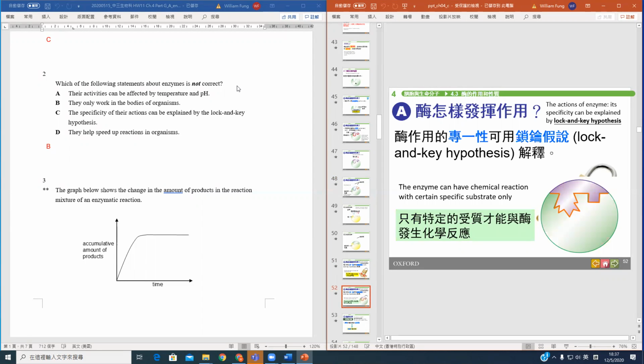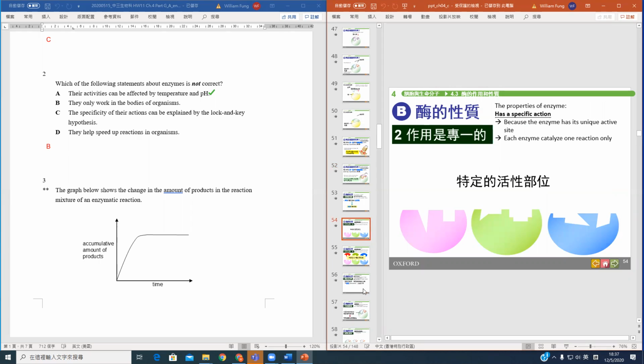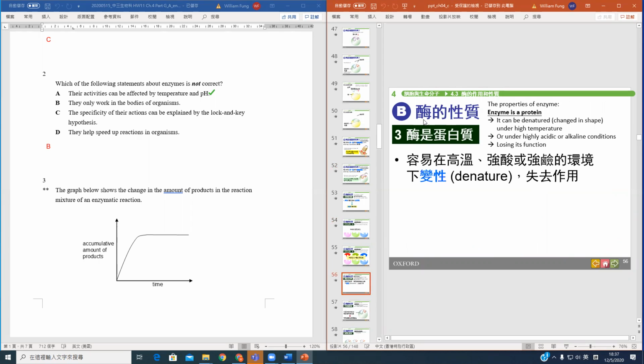So let's take a look at the questions. See which one is not correct. It can be affected by temperature and pH. Yes, temperature and pH. Enzyme is a protein, a type of protein. It can be denatured under high temperature, or highly acidic or alkaline conditions, that is what we mean by pH. It will denature, so it affects the activities.